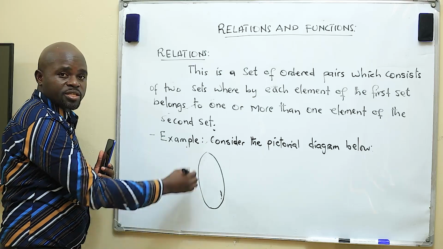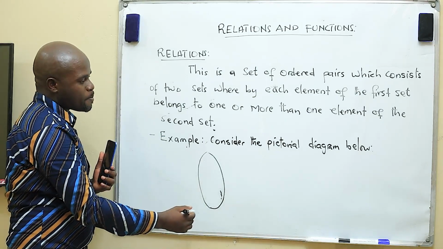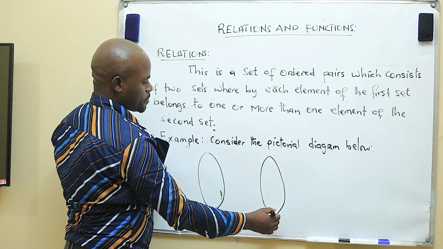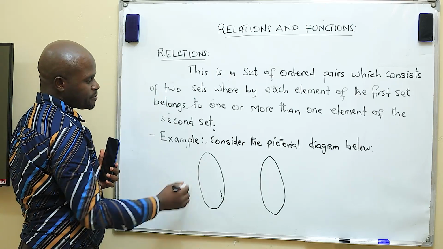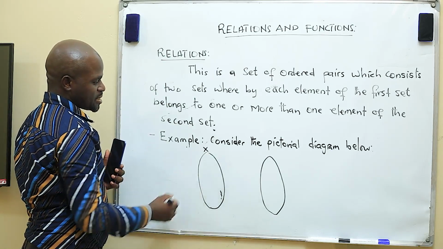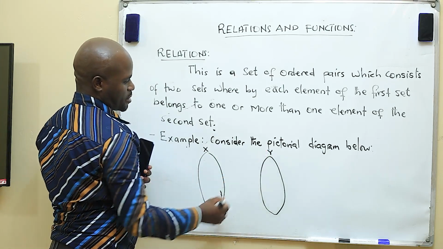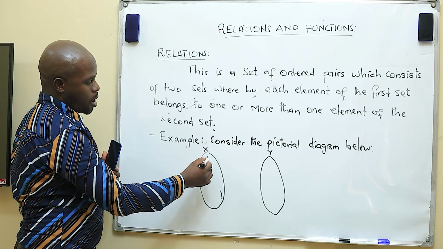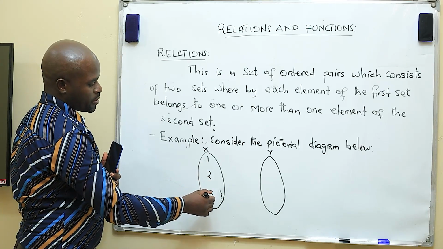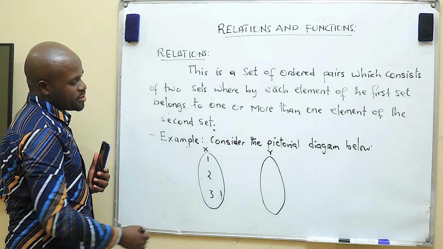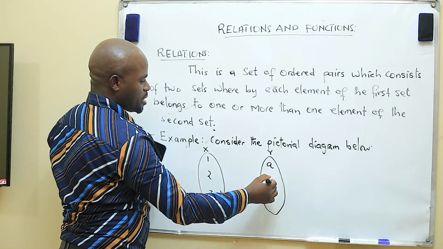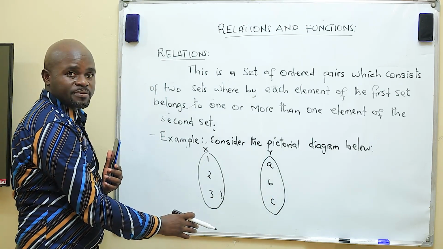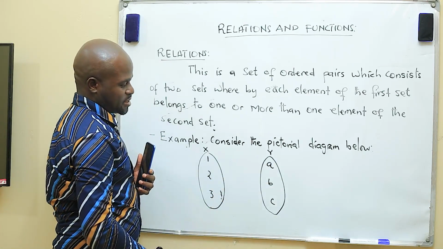It means this is the first set, and then we have the second set. Maybe this is set X and this is set Y. And the elements which make the first set are maybe 1, 2, 3. And the elements which make the second set, maybe these are A, B, and C. So this is the first set, and this is the second set.